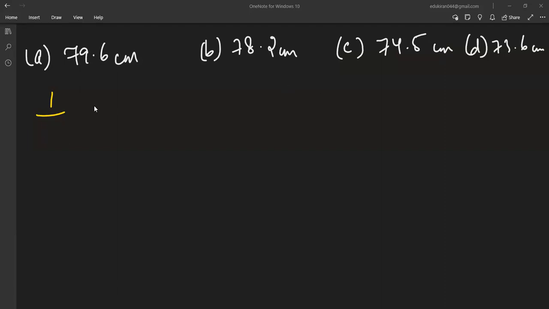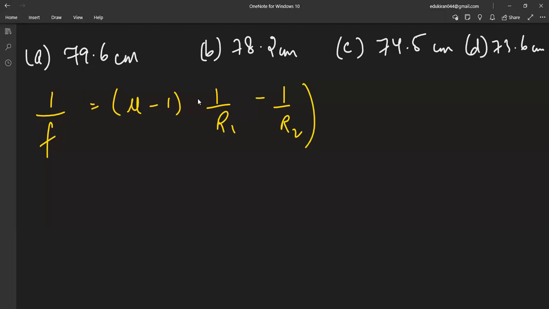So 1 by f is equal to (mu minus 1) times (1 by R1 minus 1 by R2) is the formula. Correct? So one thing you know that will be cancelled is 1 by R1 minus 1 by R2. In such questions, pay attention. Even Shahid, you also listen. In these types of questions, do not waste your time writing this entire thing when you know you don't have to show the calculations. You do not have to prove your answer in the JEE exam.